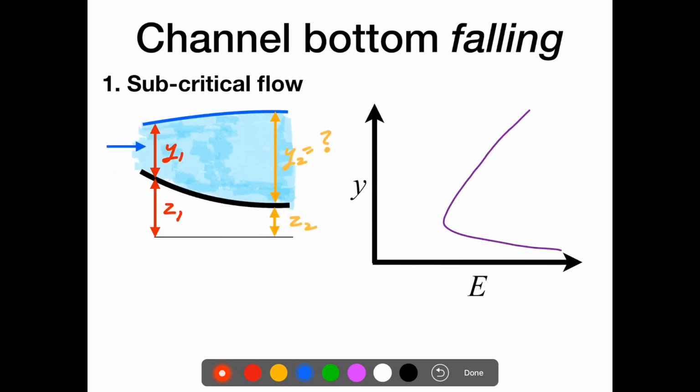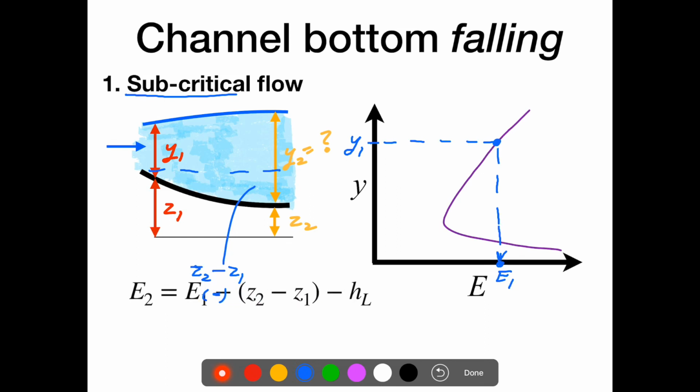So anyway, all right, let's do the reverse situation where the channel bottom is falling, okay? And we'll start with subcritical flow again. So let's just pretend that we had some Y1 here. So we would walk our way over to the specific energy diagram here. Our intersection point is there. That would determine our E1. And now we have a situation where Z2 minus Z1 is actually negative, right? So this distance here is basically Z2 minus Z1, which is negative, okay? And so our energy equation looks like that.